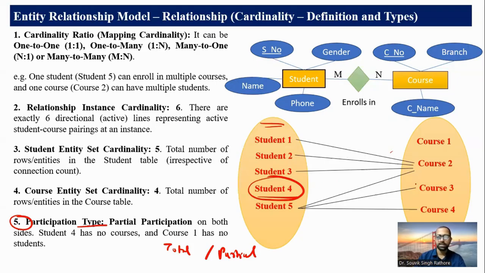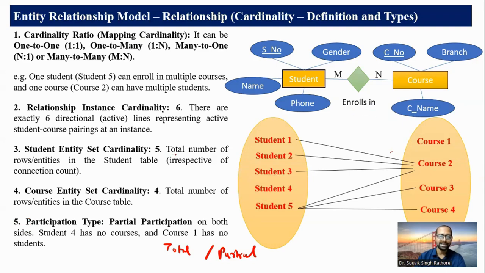Now look at the course side. Course 1 also exists without participating in the enrolls in relationship. Therefore, course participation is also partial. Hence, we say that student and course entities have partial participation in the enrolls in relationship.